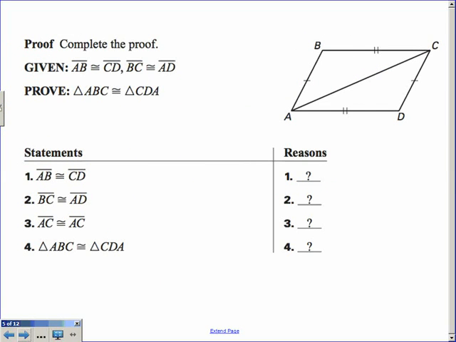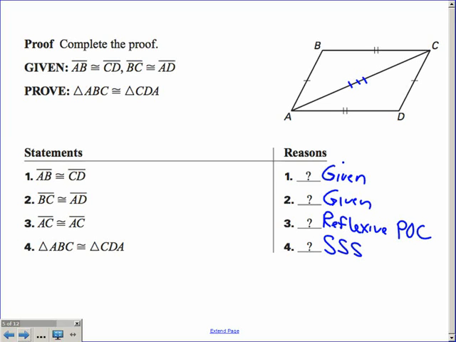Let's try to fill these in really quickly just so we can see. It gives us a piece of given information that AB is congruent to DC. Why is that? Given information. Then the second piece of information here, BC is congruent to AD. Given, so that's pretty straightforward. Thirdly, it talks about how AC is congruent to itself. Reflexive POC. Okay, and lastly, this triangle is congruent to this one. Why? Yes, side, side, side. Okay. That seems pretty straightforward.